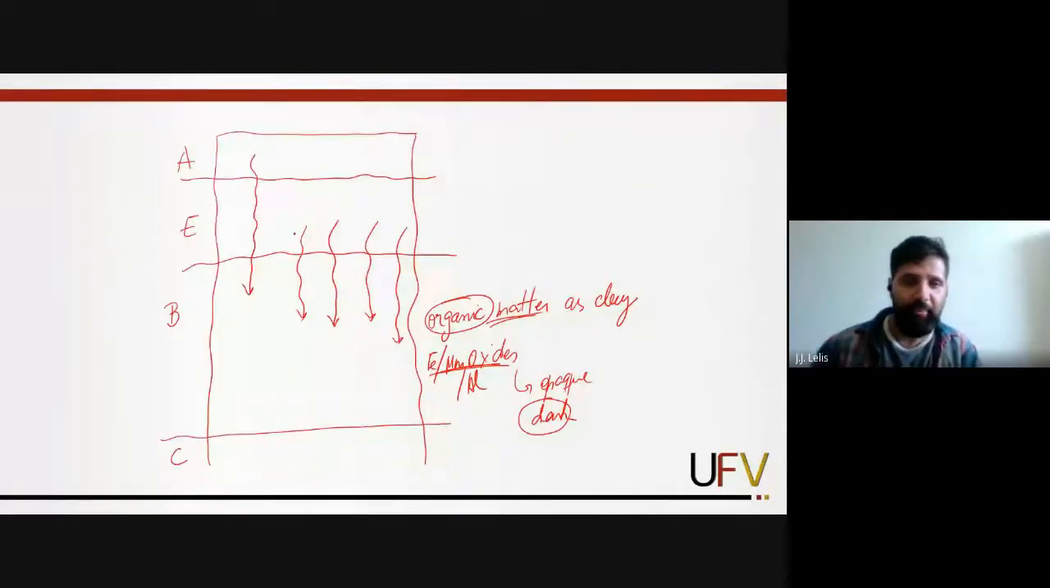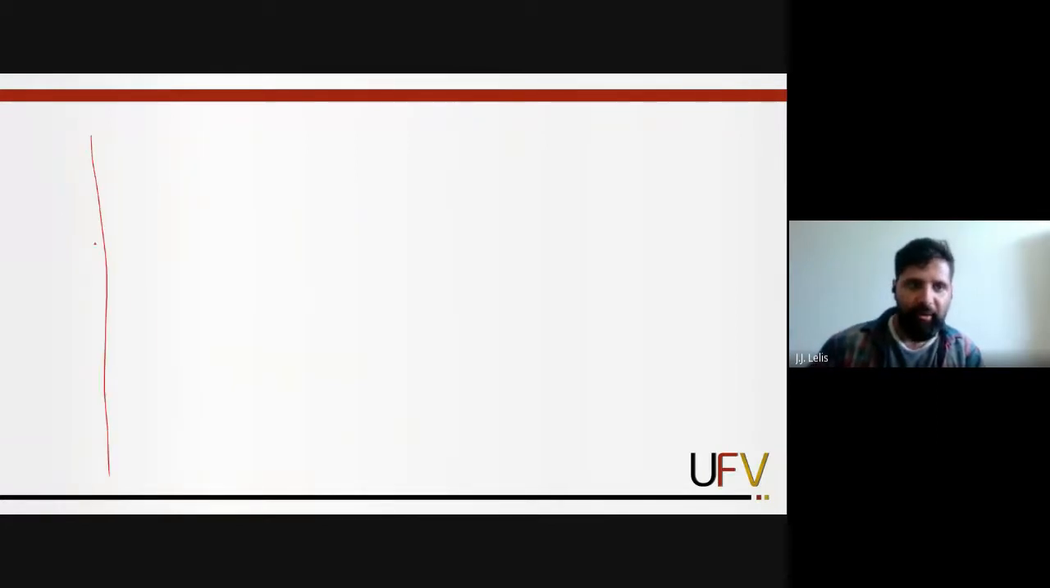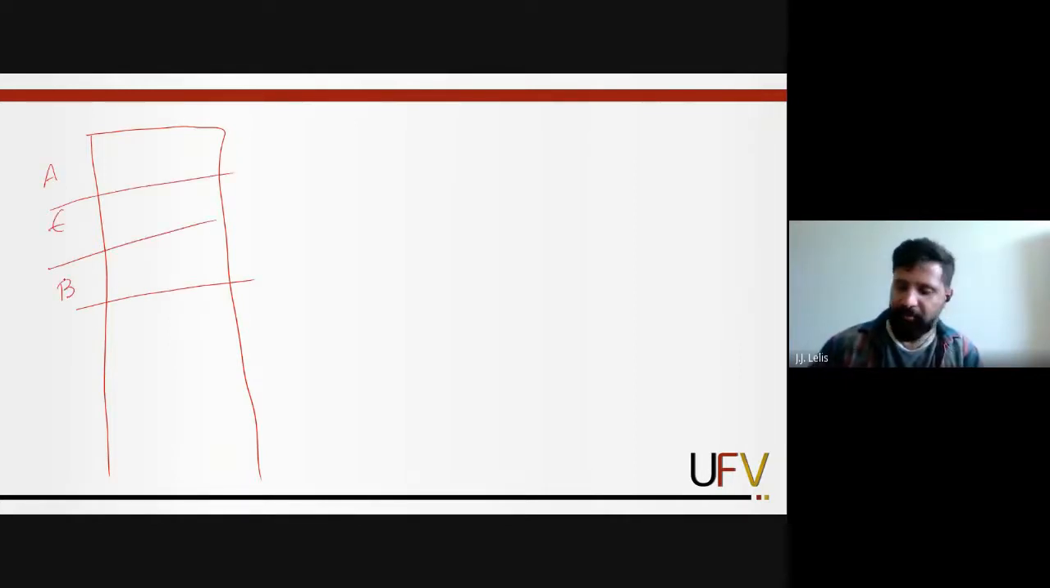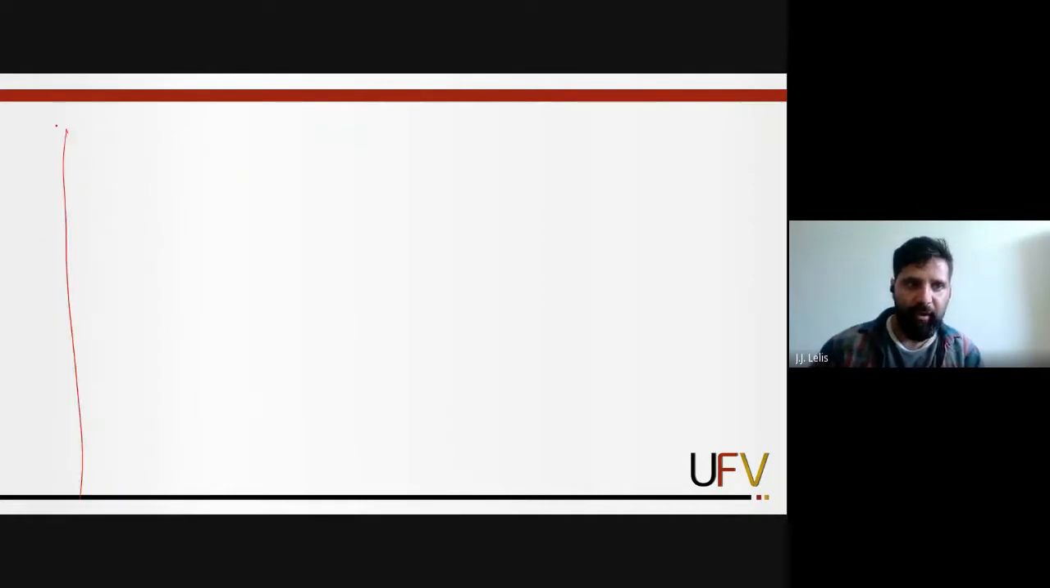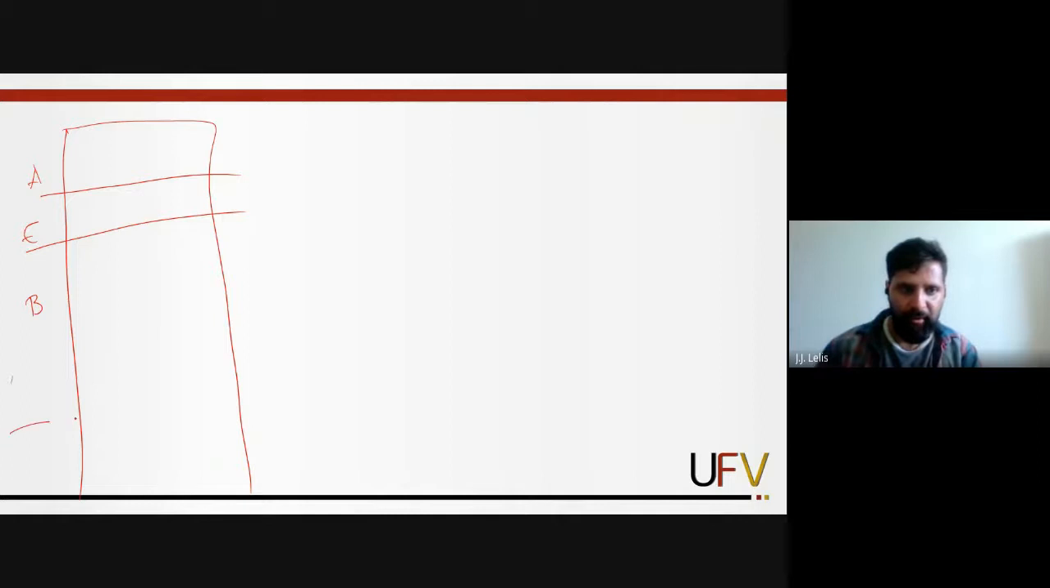It is very important to understand that if I have migration of organic matter or oxides, I don't have shiny surfaces, I have dark surfaces.